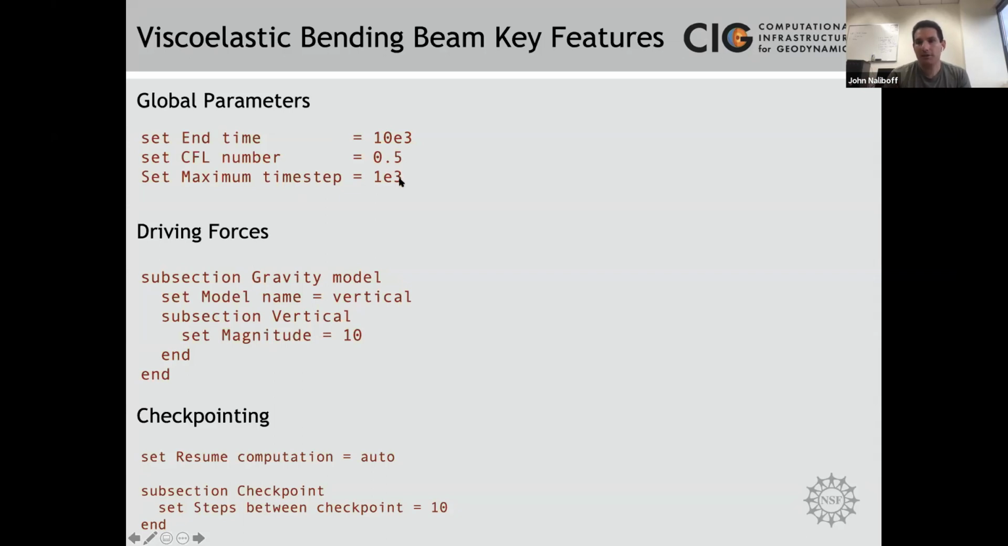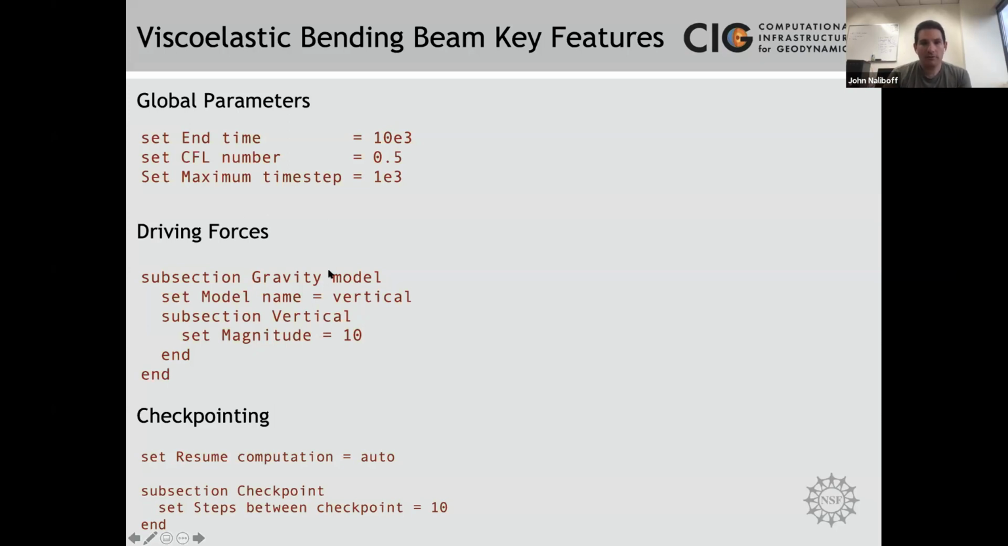For the purposes of simplicity and looking at stress accumulation over time in a systematic fashion, I've set the maximum time step equal to 1,000 years. So it doesn't matter what time step is determined by the CFL number. If that value is greater than 1,000 years, the time step is always going to be capped at 1,000 years. In this case, the CFL condition always gives a value larger than 1,000 years, and so we have a constant time step each time.